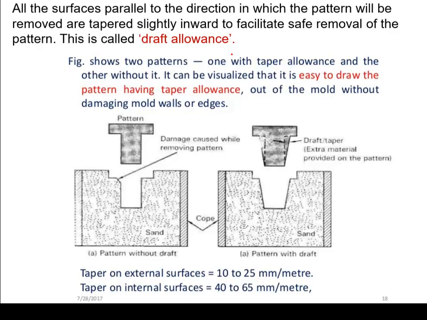The next is draft allowance. This is very important. All the surfaces parallel to the direction in which the pattern will be removed are tapered slightly inward. Why is it required to be tapered? To facilitate safe removal of the pattern. This is very important. This is called draft allowance. The figure shows two patterns, one with the taper allowance. Taper allowance is also known as draft allowance.